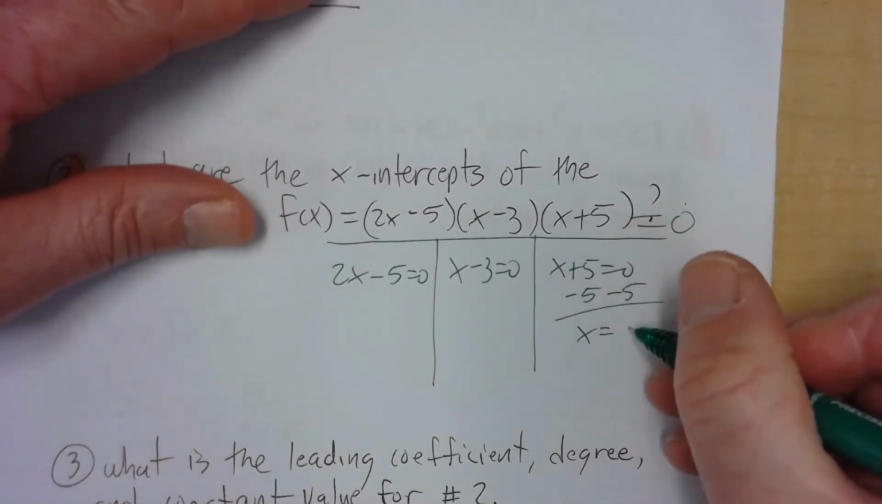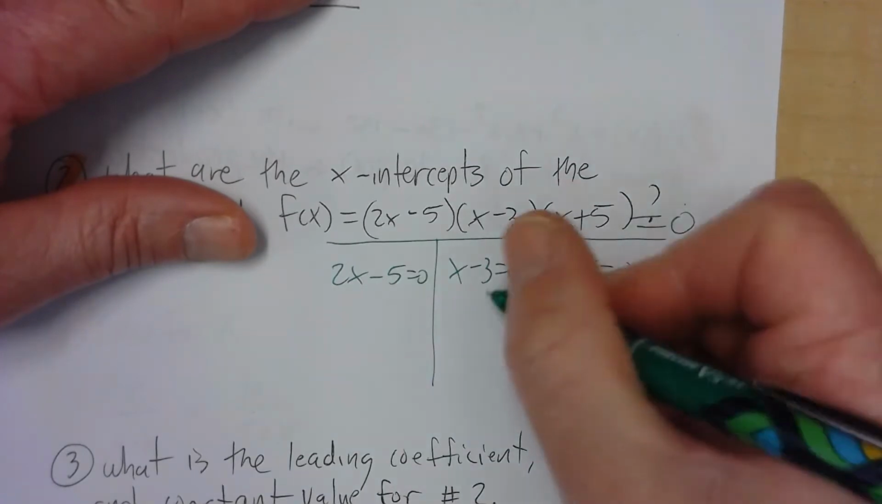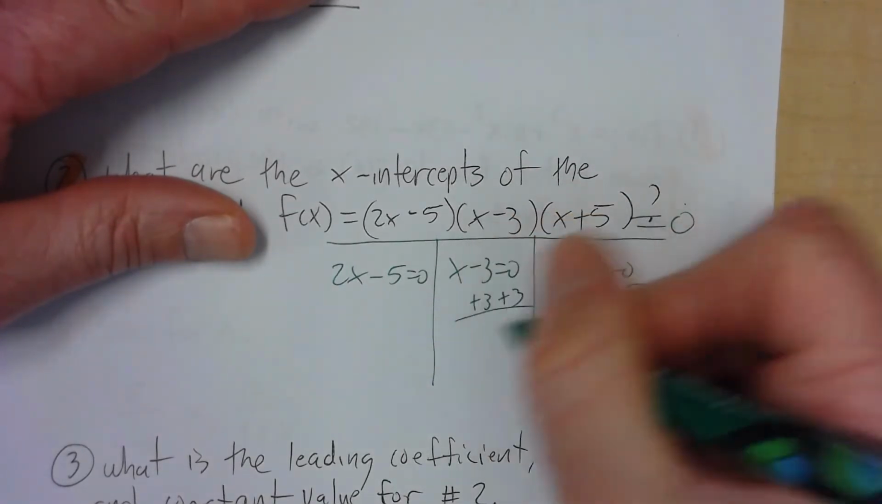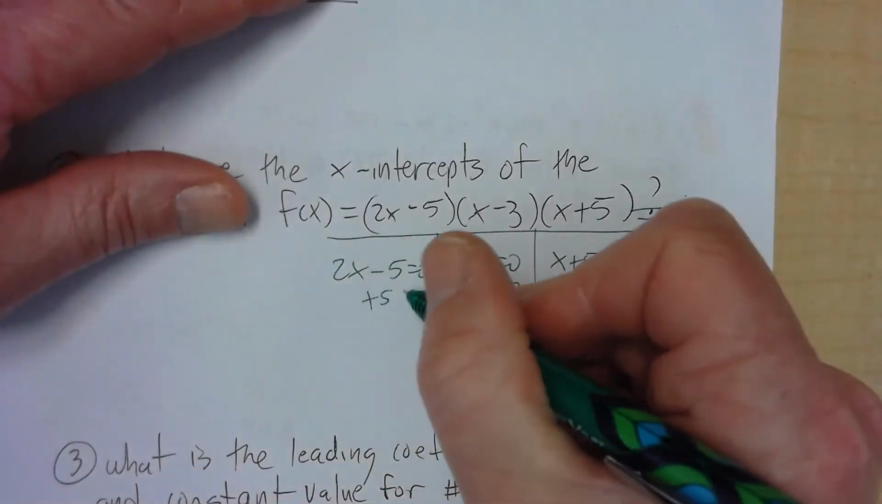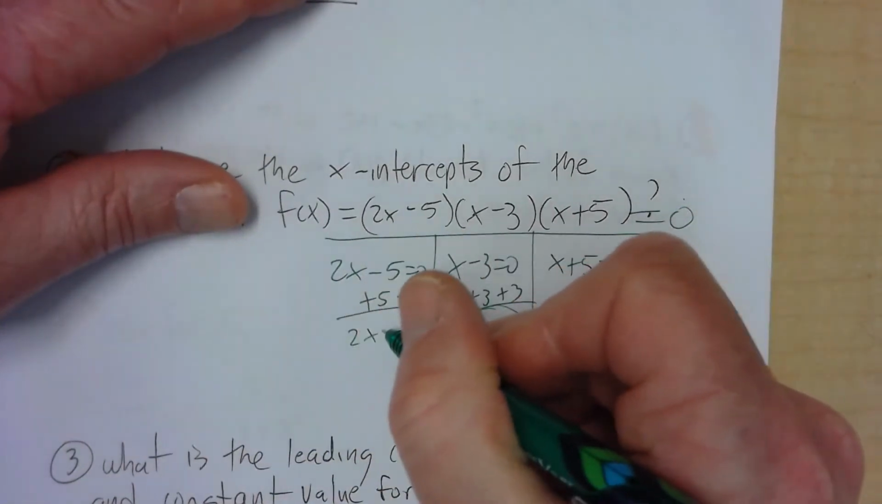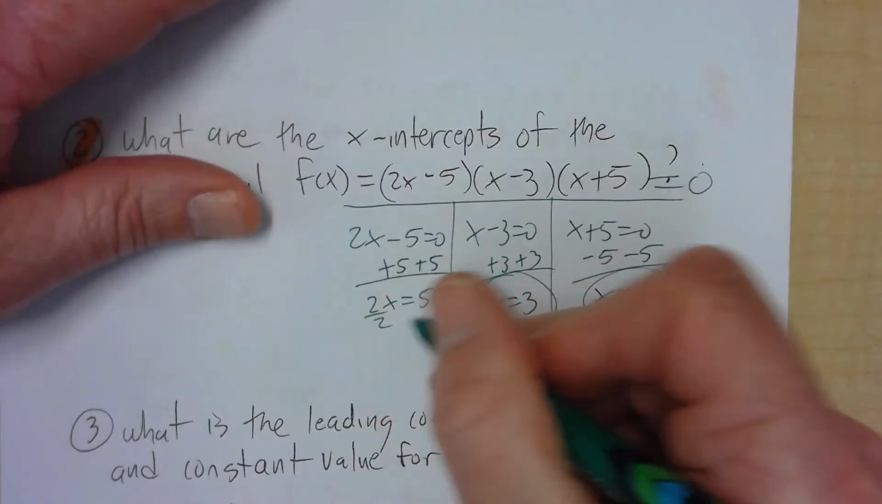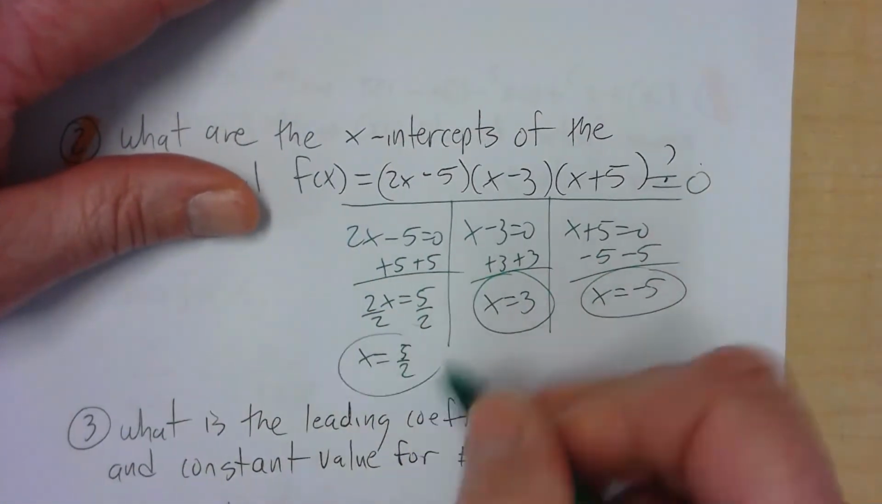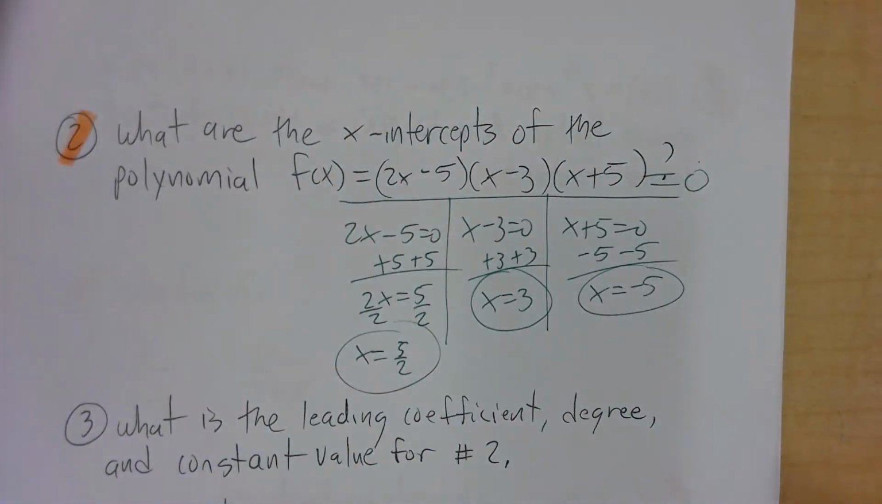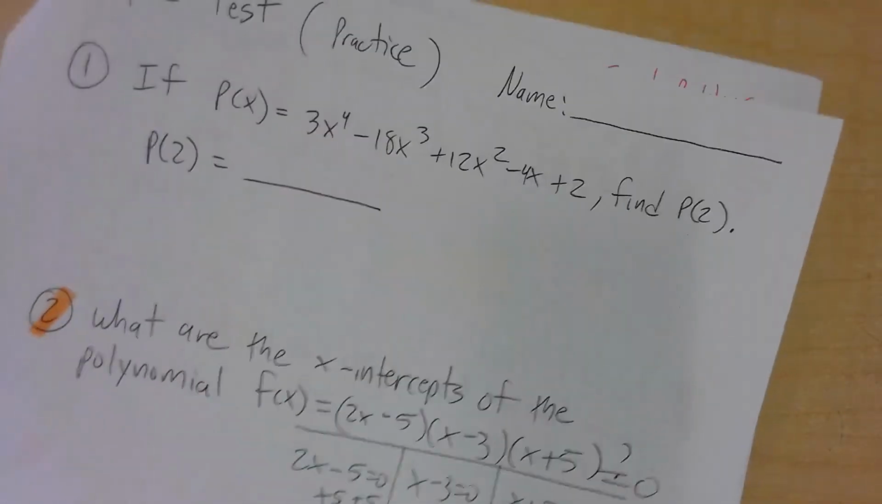Subtract 5 over, and I get x is negative 5. Add 3 over, I get x is 3. Add 5 over, 2x is 5. Divide by 2, x is 5 halves, or if you want to have 2 1/2, whatever makes you happy.